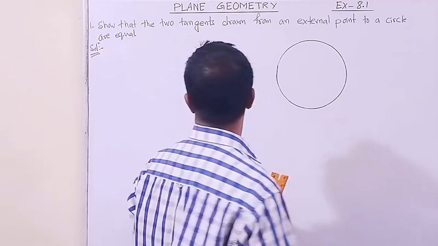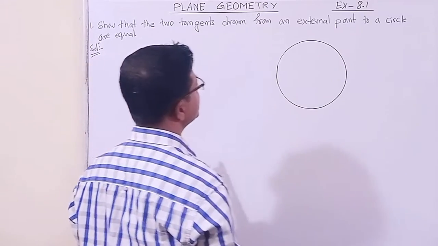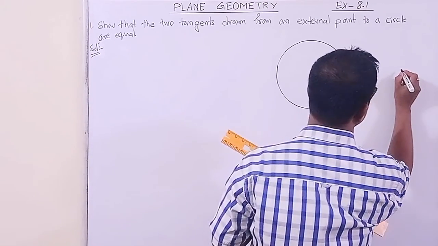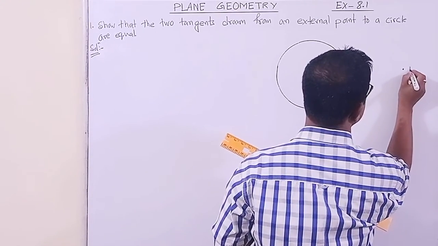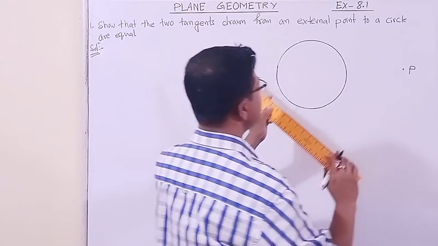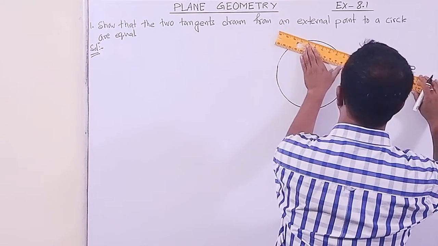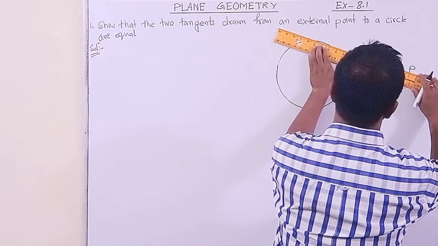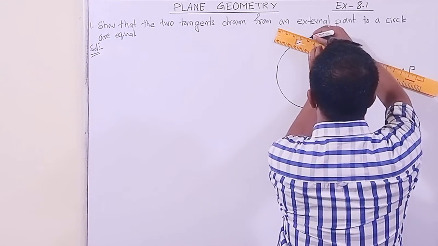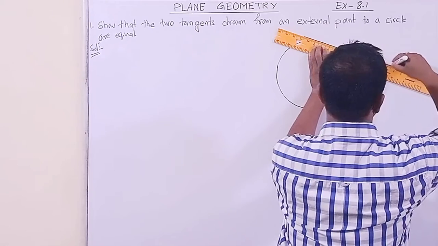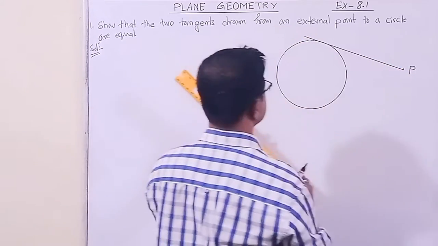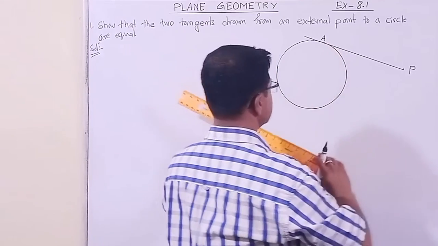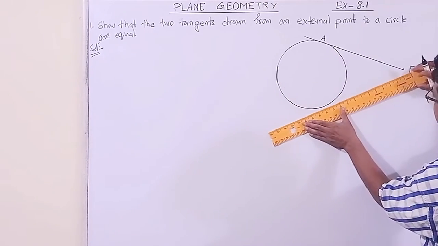So here what is said? Show the two tangents drawn from an external point. External means it is outside. The point doesn't lie here. Suppose the point is somewhere here. This is the point. Now from this point we draw two tangents. A tangent will intersect the circle at a single point. We have drawn one tangent. Suppose this is A. It is joined here. Then another tangent let us draw from here.